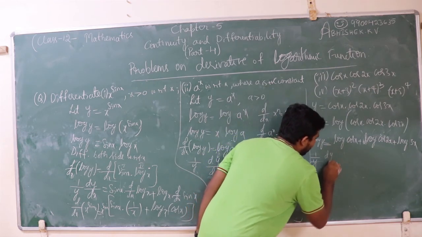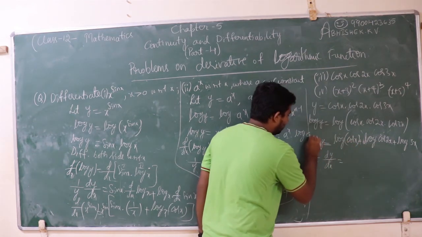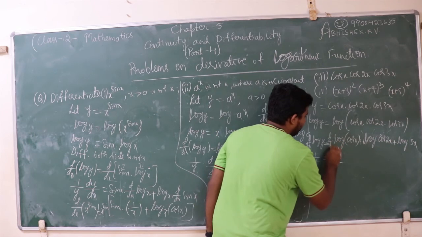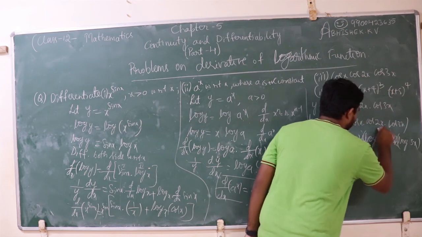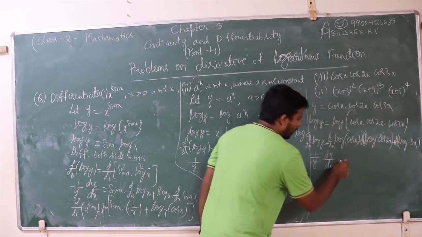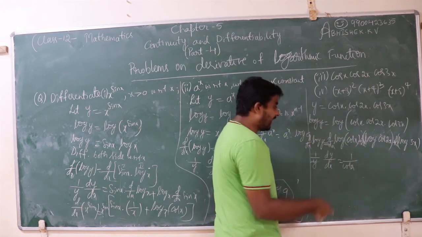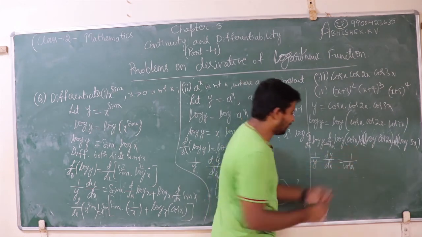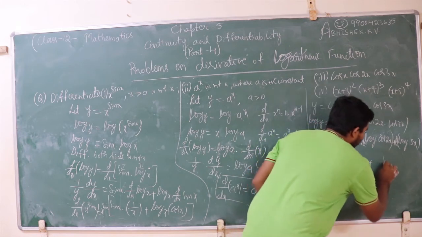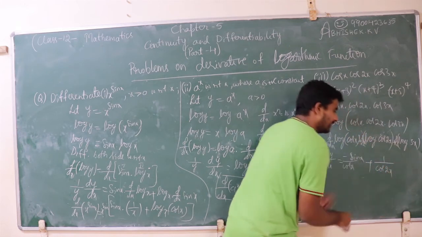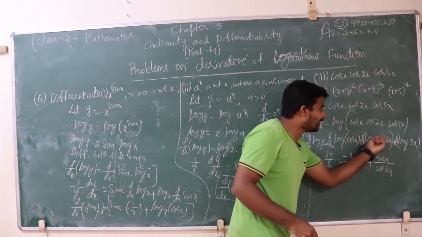1 by y into dy by dx is equal to, for log of cos x, take derivative on both sides, d by dx. The derivative of log x is 1 by x. Instead of x, what we have? Cos x. We should differentiate again cos x with respect to x. That is minus sin x, plus the derivative of log of cos 2x is 1 by cos 2x, for cos 2x minus sin 2x, again for 2x.